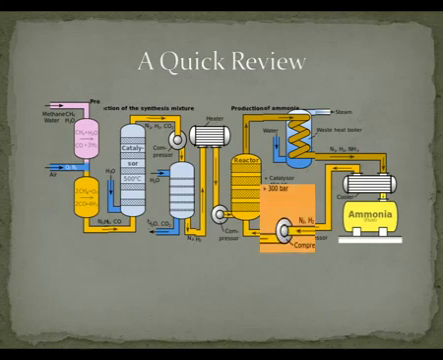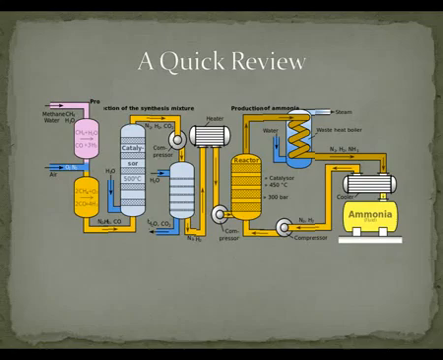As you can see in this emphasized part of the diagram, this is the part where the unreacted nitrogen gas and hydrogen gas is getting back into the reactor to be processed and reacted again to produce more ammonia.